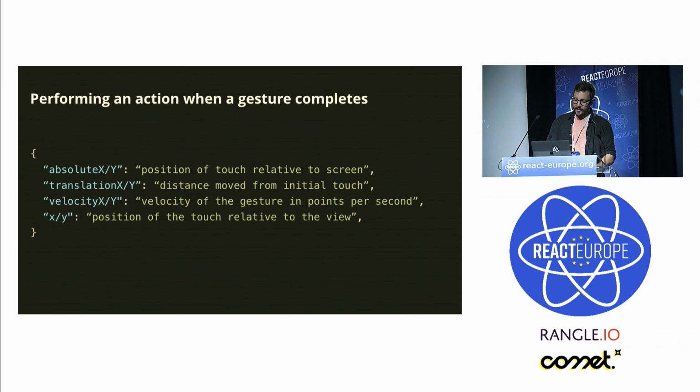And the X and Y is the position of the touch relative to the view. So in the video of the pan gesture we were showing before, you can touch anywhere inside of that box, but you might want to know, am I touching the top left of the box? Am I touching the bottom right of the box? Or where within the box is this gesture currently occurring? That's not usually super useful, but it's there in case you need it.